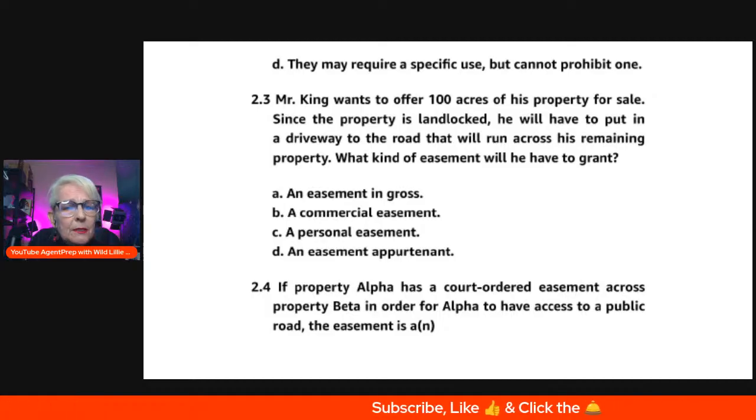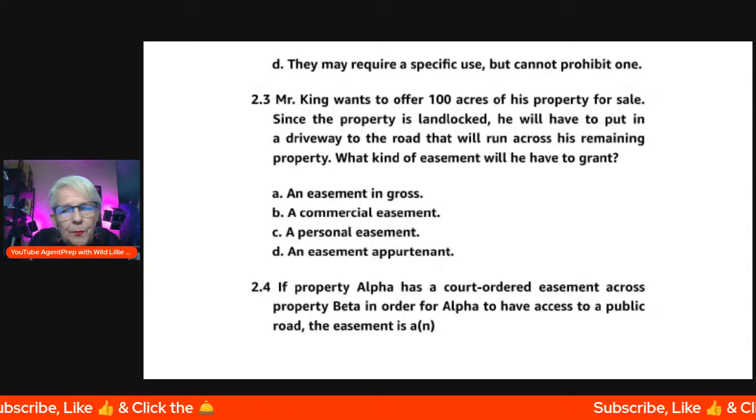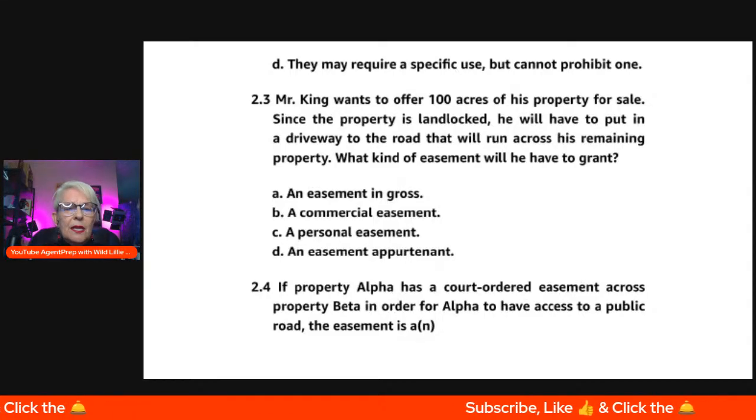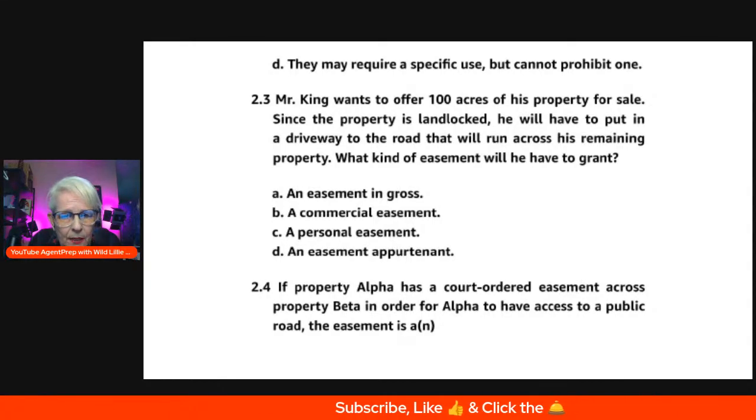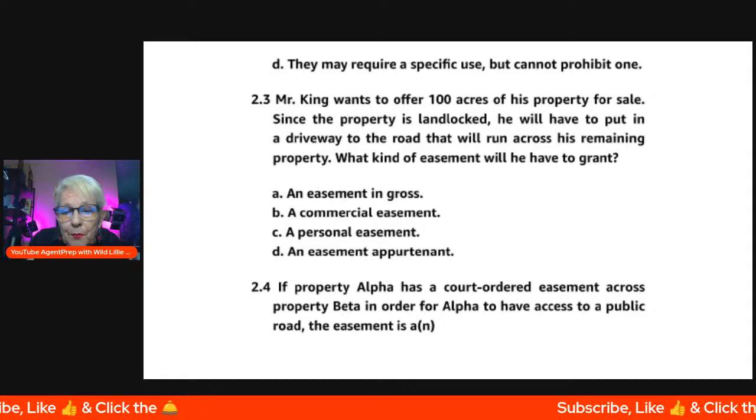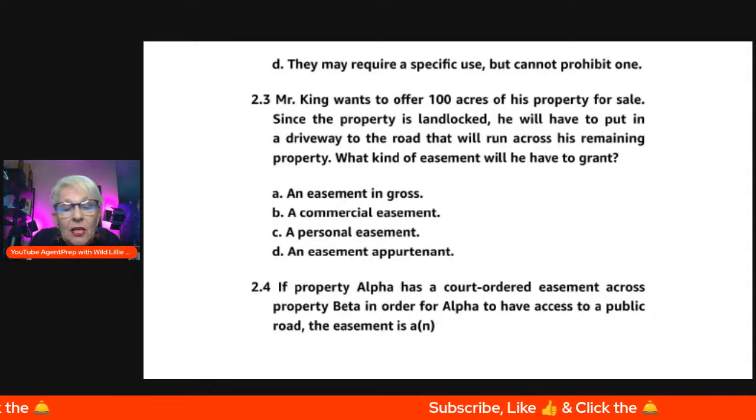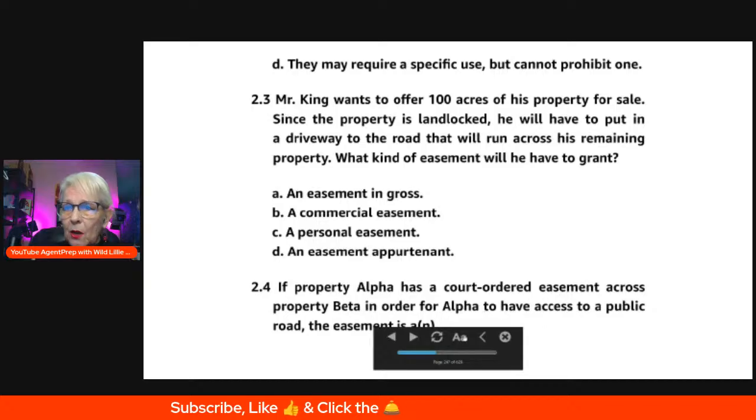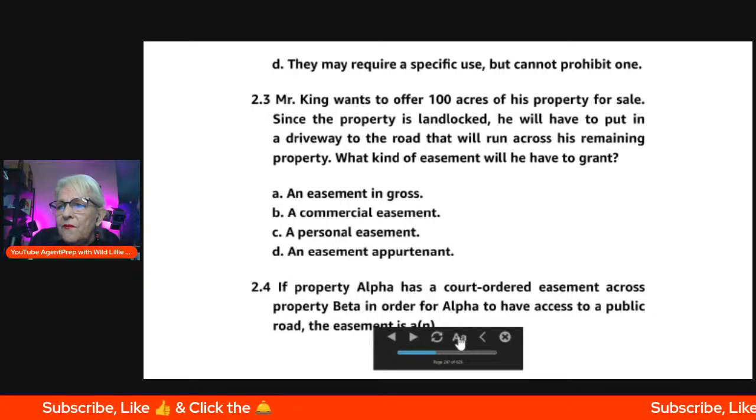Since the property is landlocked, we will have to put in a driveway to the road that will run across his remaining property. It could be on the side of it, so it doesn't impact the center of his property. So this is an easement appurtenant, an easement attached to his property. He becomes the servient party, Mr. King, and the other party is the dominant party. If you're not familiar with those, again, review your vocabulary.